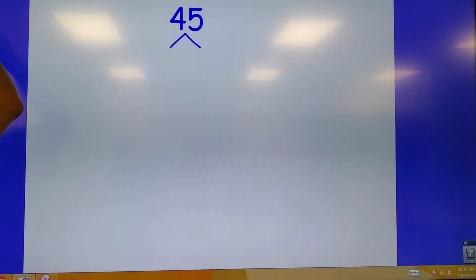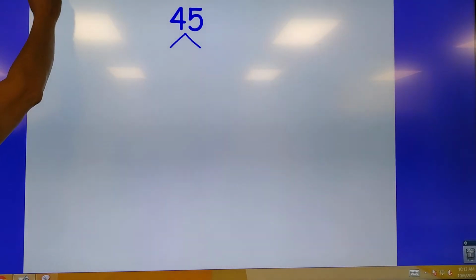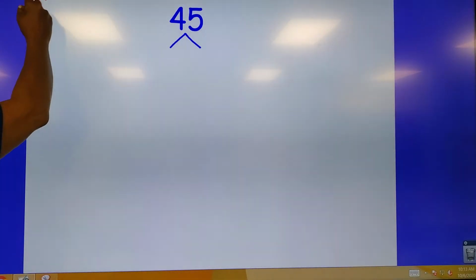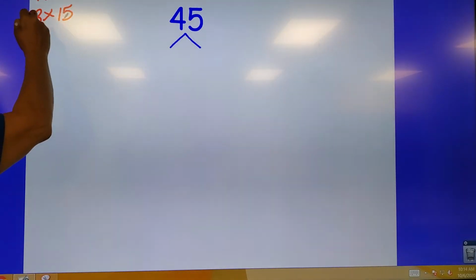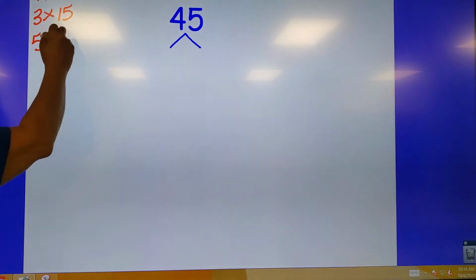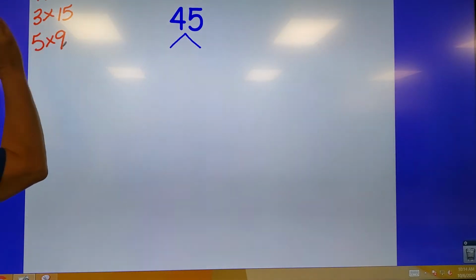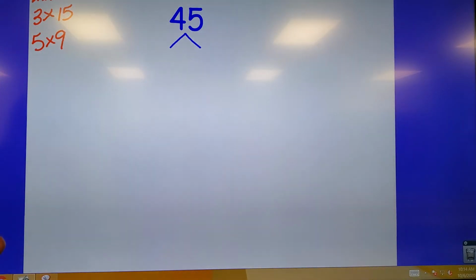All right, so for 45, we have some choices here. Again, 1 times 45, we have 3 times 15, and we have 5 times 9. You cannot use 1 times 45. So that leaves you with 2 choices. Now, you could have used either one of these. In fact, I'll probably use them both so that you can see that they both work.